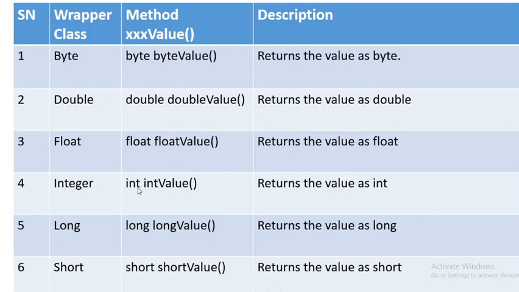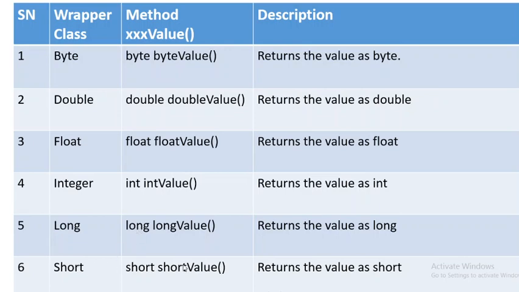Integer, int value, return type is int, so returns the value as int. So whatever object of integer class you are using to call this method, its value will be converted into the equivalent integer after execution of the method. Long, method name will be long value, return type will be long, returns the value as long. Whatever object of long class we are using to call this long value, its value will be converted into the primitive long data type after execution of this method.